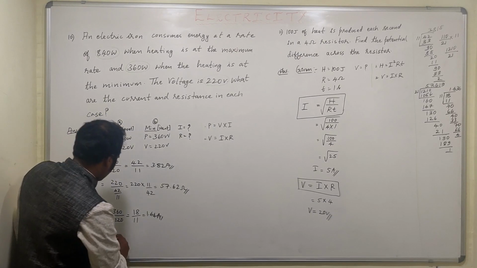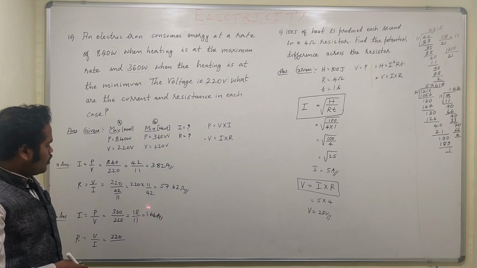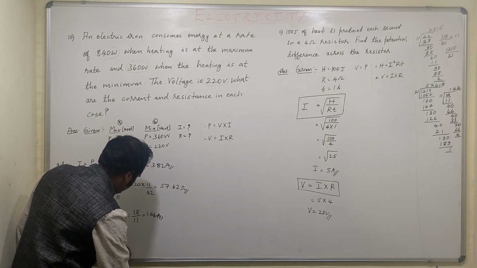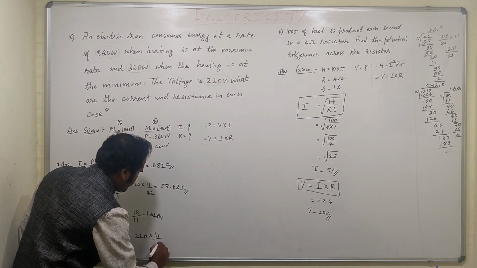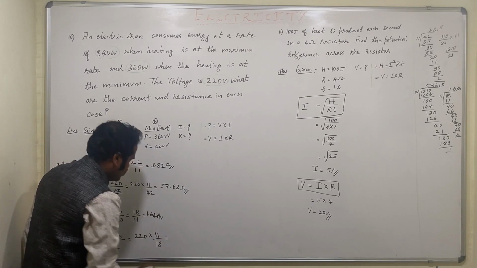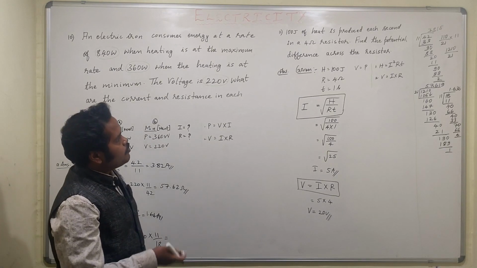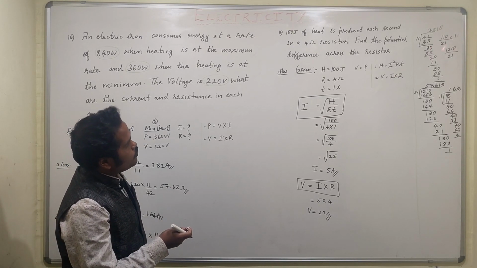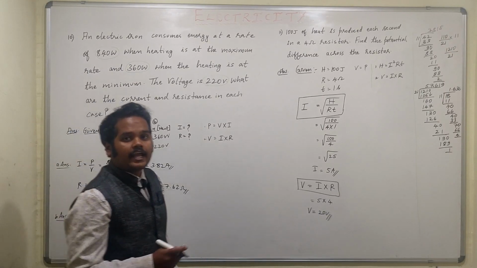Next, R is equal to V by I. V remains the same, 220 volts. Now for I, instead of taking 1.64, we will take it as 18 by 11 for simplification purpose. So what will happen? We will have 220 into 11 by 18. 2 1s are 2, 2 1s are 2. So again we have to multiply 110 into 11. 110 into 11 is 1210. Here 2 9s are 18, so we'll be left with 9.